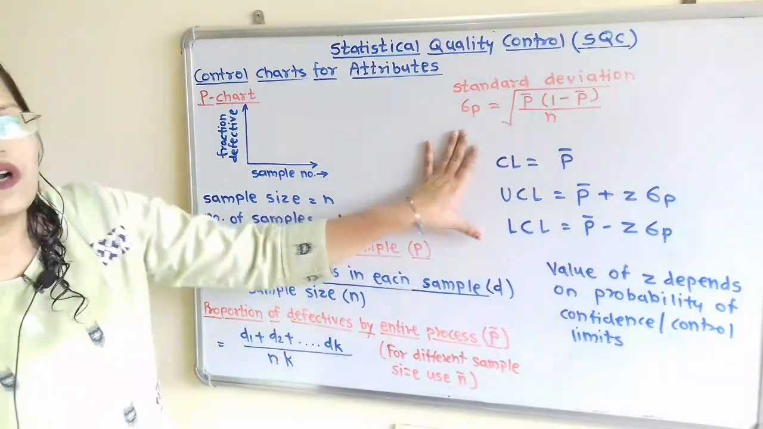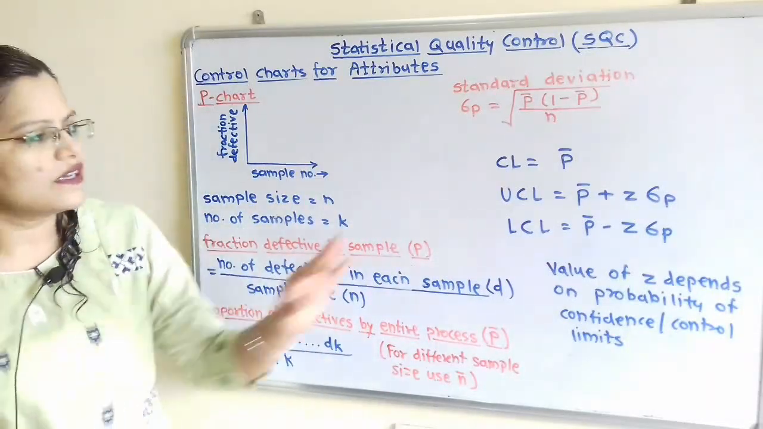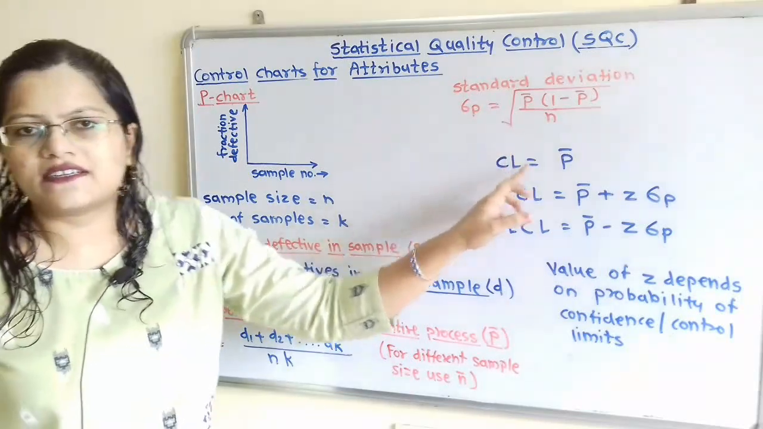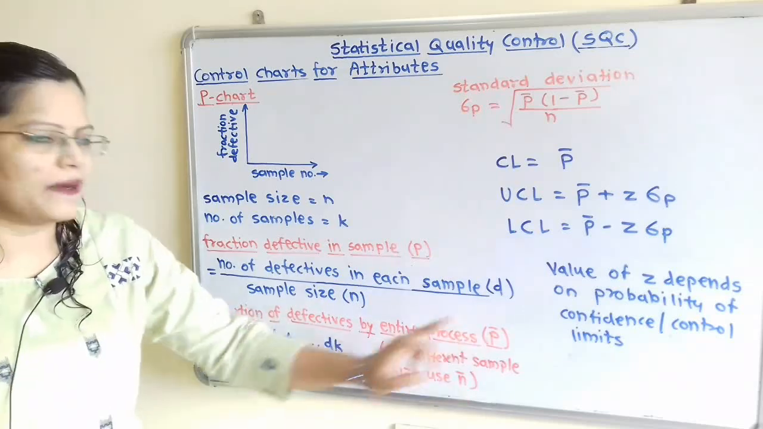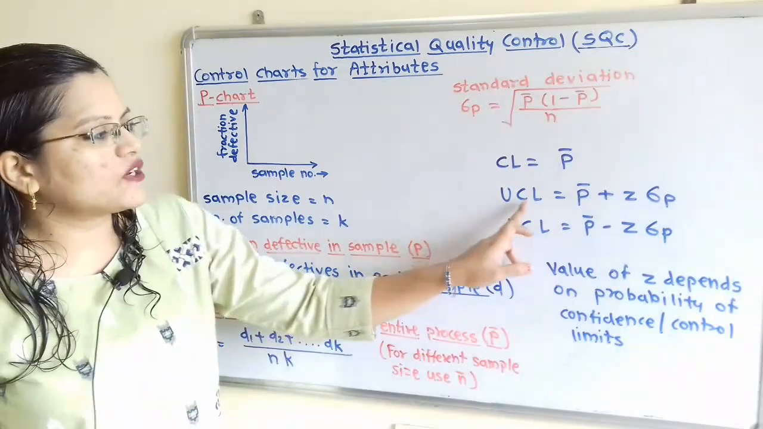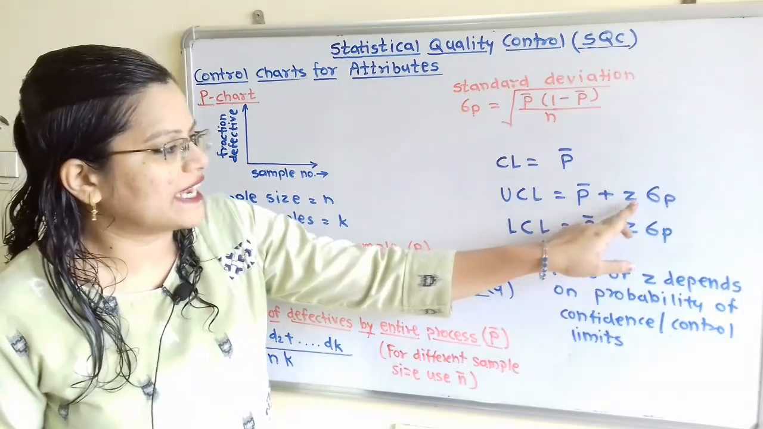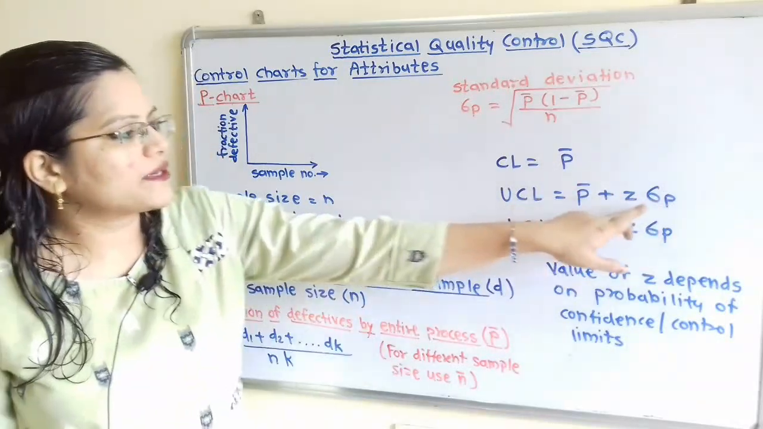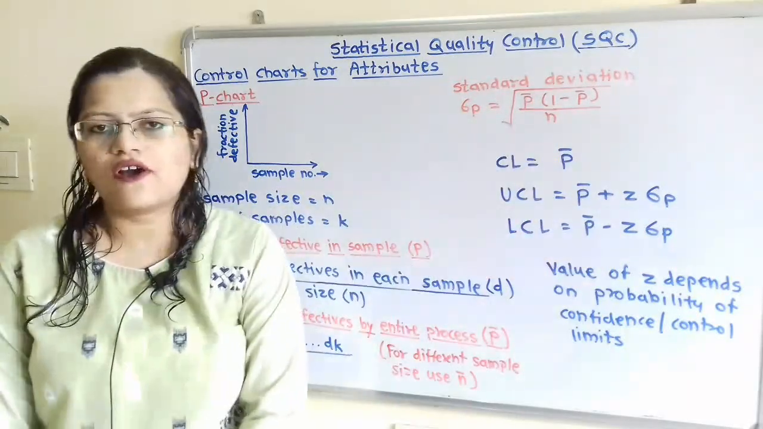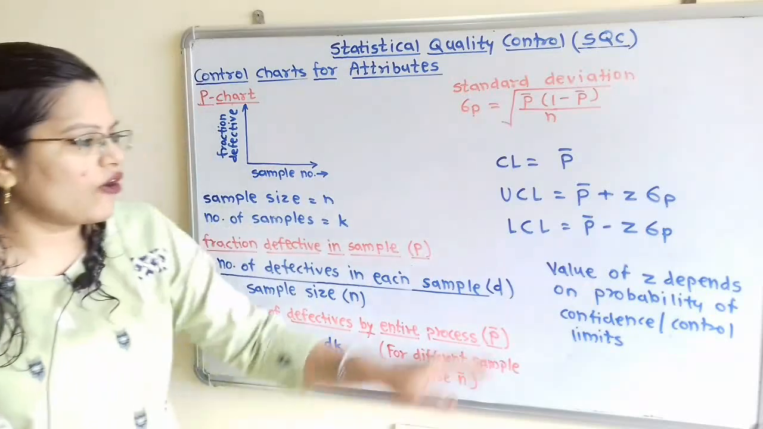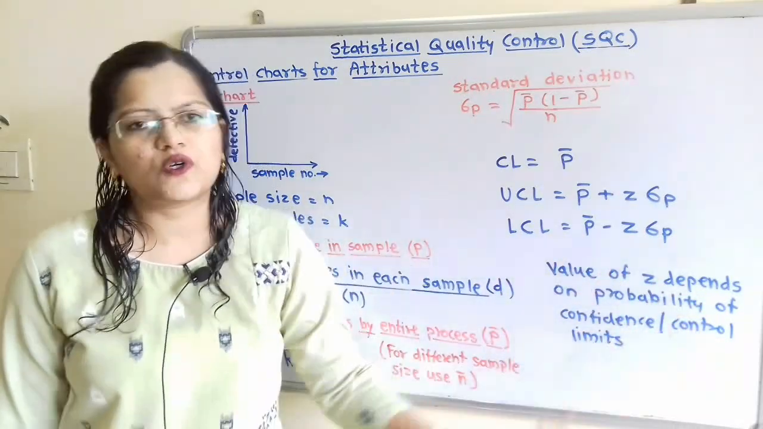Now we will see how to calculate the control limits. First we calculate the center line. For the center line we take the value of P bar. Then the upper control limit: upper control limit is equal to P bar plus Z sigma P, where for sigma P we use this formula. Now what is the value of Z? The value of Z depends on the probability of confidence or control limit.